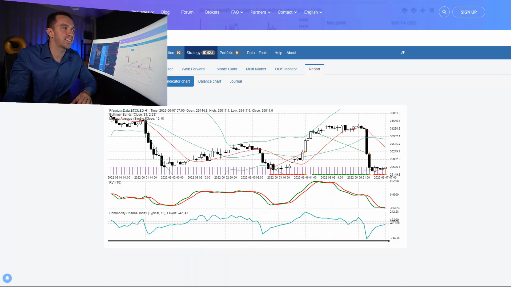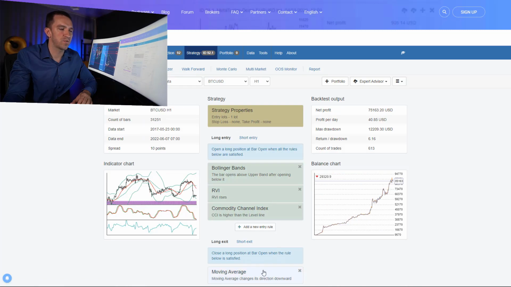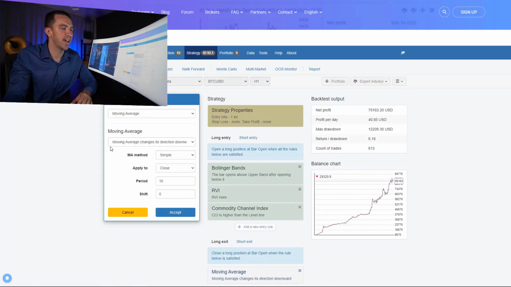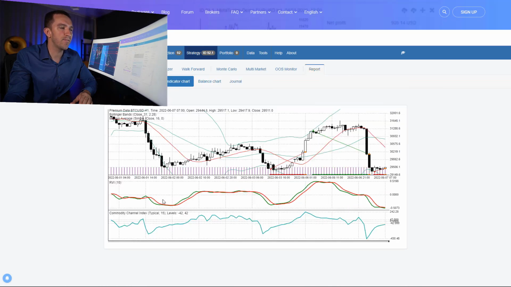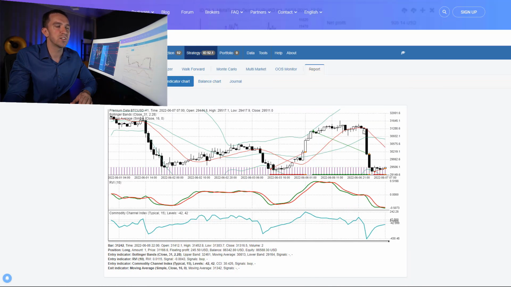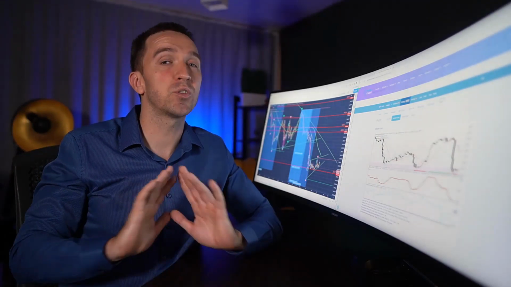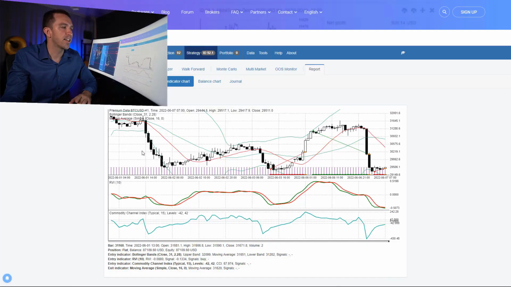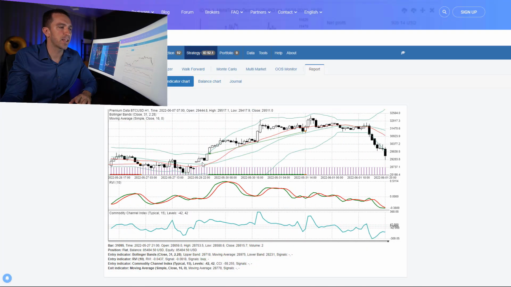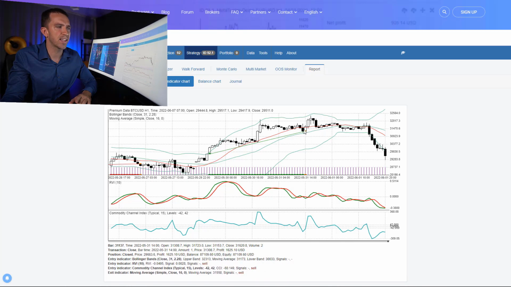And this is the exit indicator for the strategy. Right over here you can see that the exit rule is the moving average changes its direction downwards with period of 16. So whenever the moving average turns downwards, you have to close your position. And if I go back to the example I picked up randomly, you will see that at this moment we have the moving average changing downwards, and we exit and we are taking that profit.